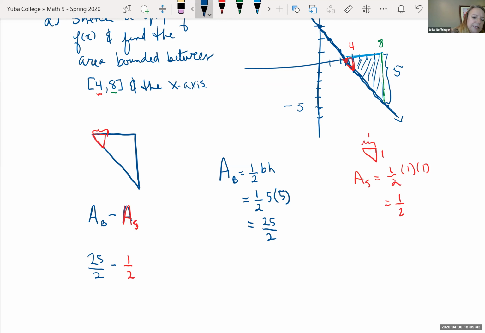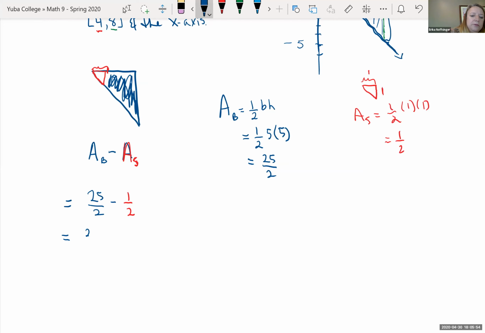So looking at this area that we wanted to find, which is just in here, we have 25/2 minus 1/2, which is 24/2, which is 12. Units, whatever our units is squared.